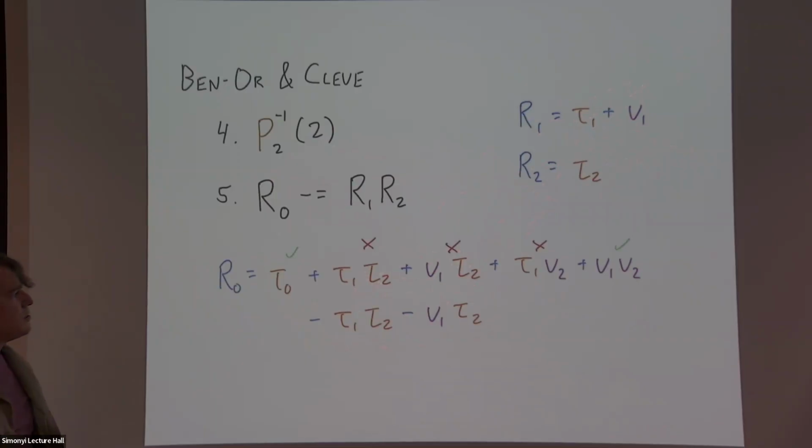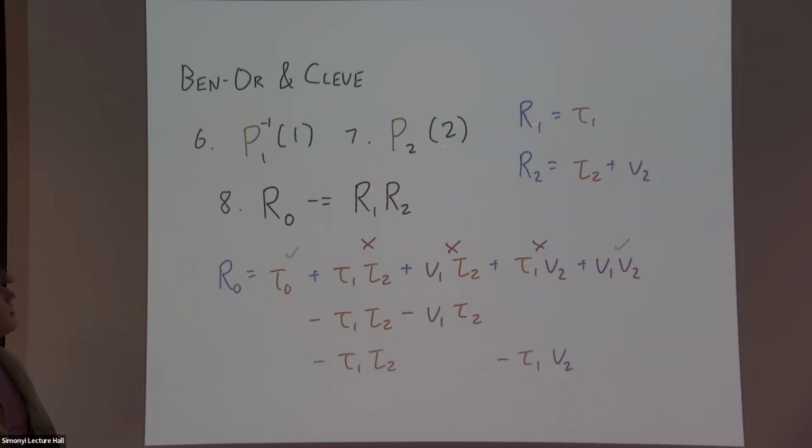So that's good news. Now let's do the same thing for tau 1, v2. So I'm going to run the backwards instruction for R1, so get rid of the V1 in here. Run the forward instruction for V2, so put the V2 back in here, and then multiply them again and subtract off. So this gets rid of the other junk term. And I could have done these in either order, of course.